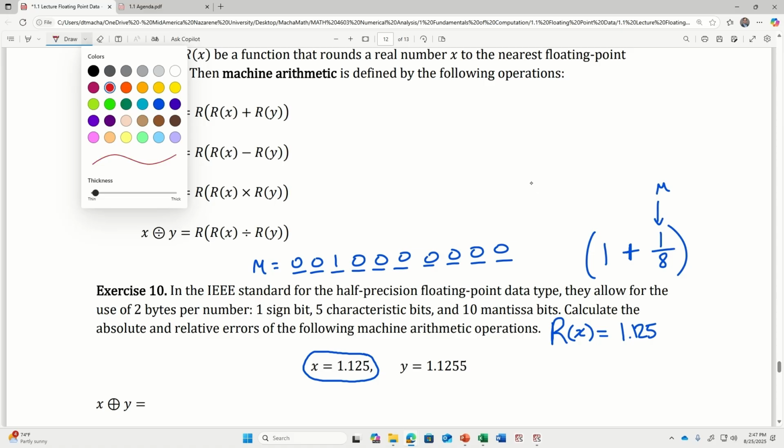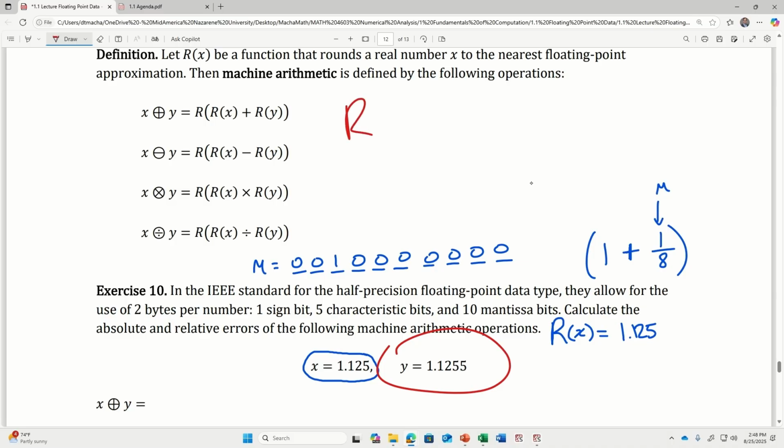Y might not be that easy. Because when I look at y, I'm in a similar situation where this could be 1 plus 1 over 8, and that would get me close. That would be 1.125, but I also have this 0.0005 that I have to worry about, this leftover part. And that's kind of annoying, right? It's a little bit frustrating.